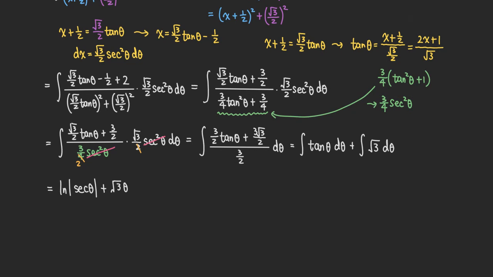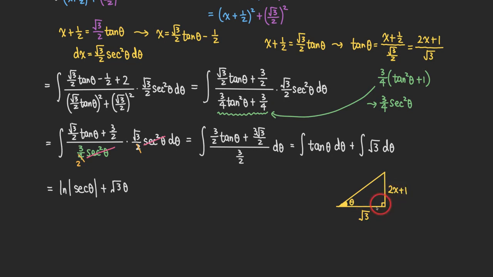So let me just draw the triangle on the side right here. This is the theta that we would be looking at, right? So it would be the opposite of theta: we get 2x plus 1 over the adjacent, which is the square root of 3, okay?